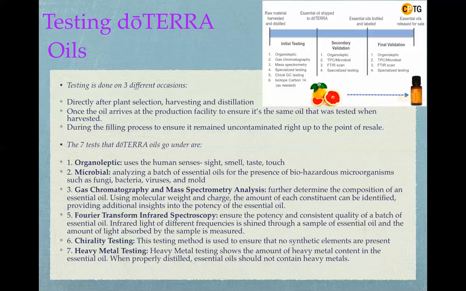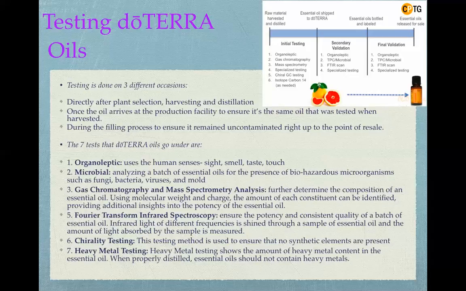Gas chromatography and mass spectrometry analysis will further determine the composition of an essential oil. So this is where they use molecular weight and charge, and then the amount of each constituent in the actual essential oils identified, which can give us more insight into the potency of that essential oil. Because again, we want to ensure that all of our oils reach that level of potency.